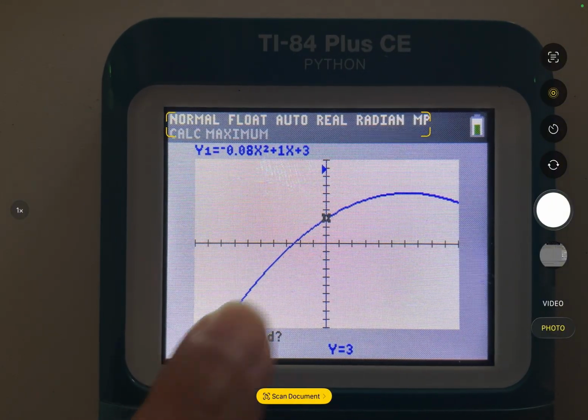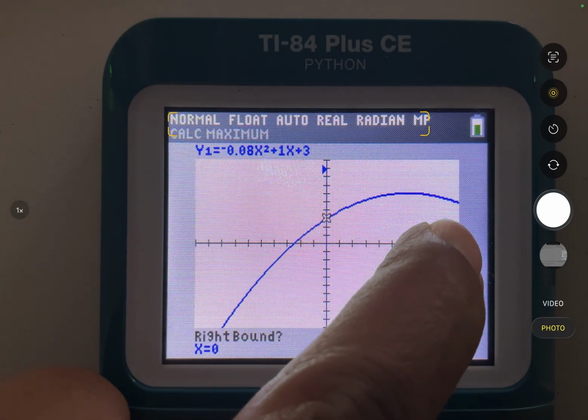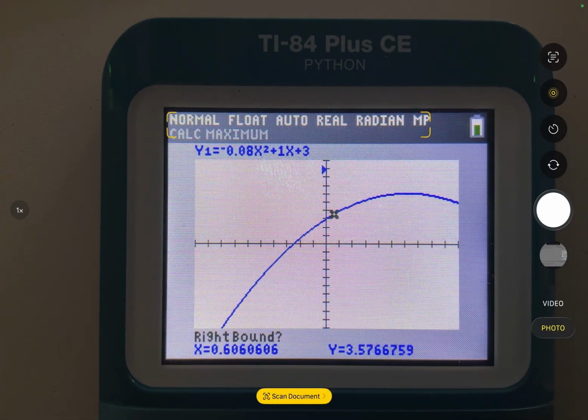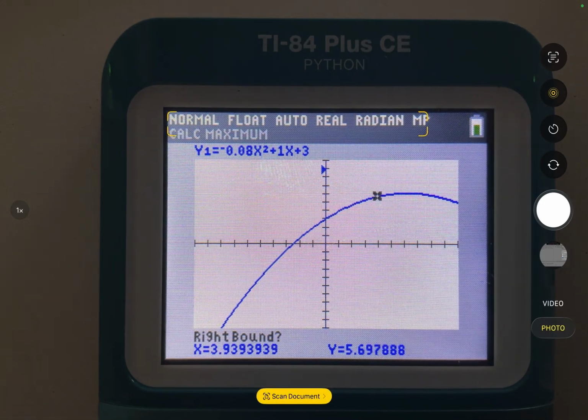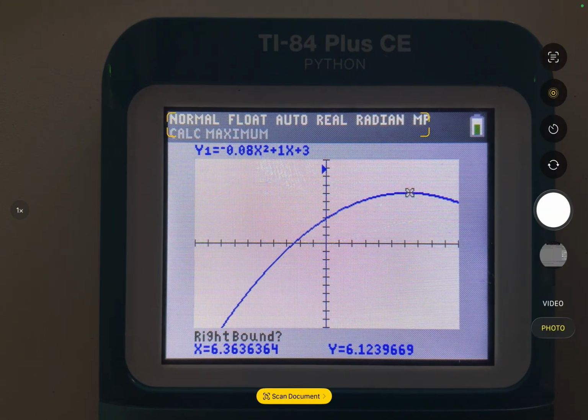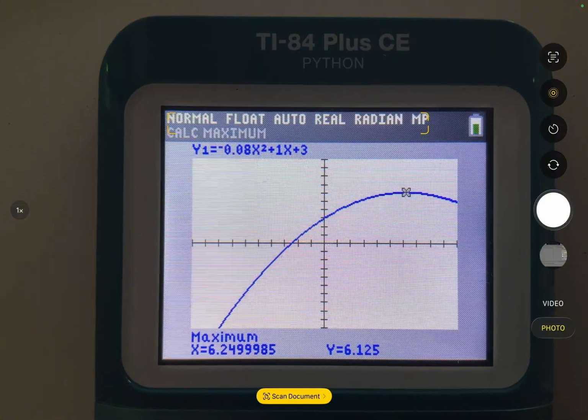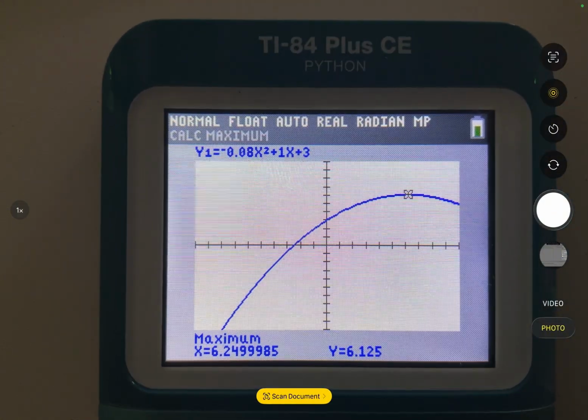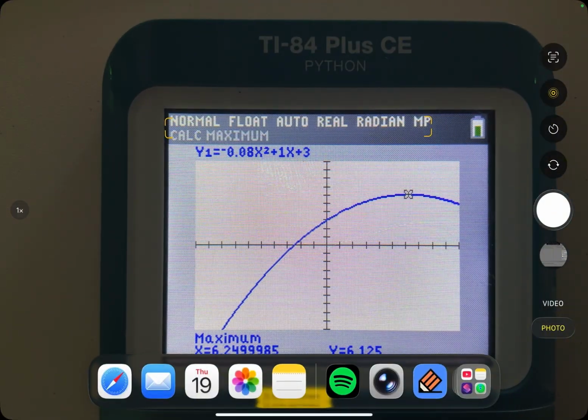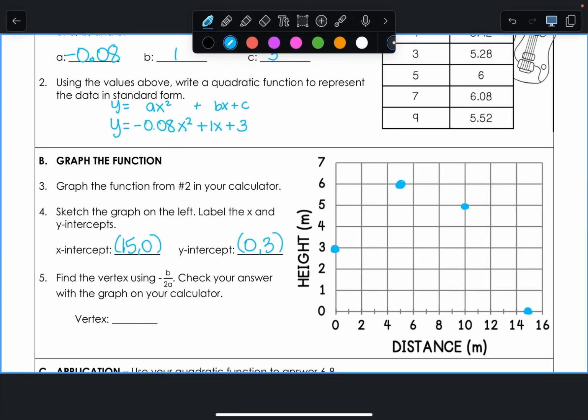Move that star to the right side. Just move it a healthy amount to the right side of that vertex. Now, I know my vertex is somewhere right here, so I'm not going to leave my star there. I'm going to go until it starts going down. There's my right side. Press enter. Enter. And what is our vertex? Yep, 6.24, 6.3, 12, yeah.